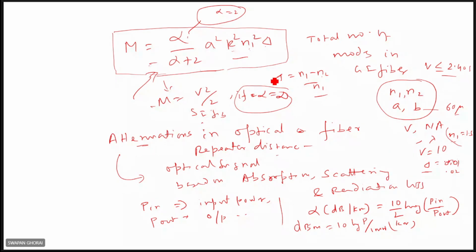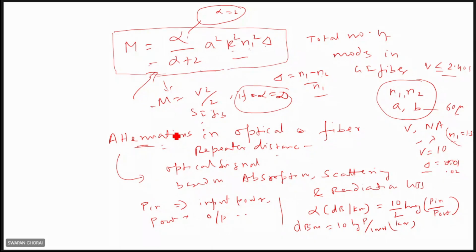Next, you see the attenuation in optical fibers. In GI and SI, the attenuation is common to all types of fibers, right? And this is an important parameter, attenuation, because this actually determines the repeater distance between transmitter and receiver, right?